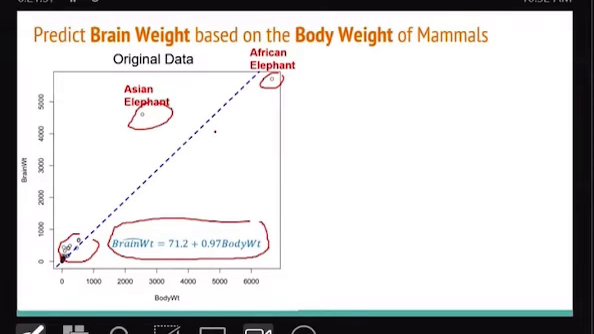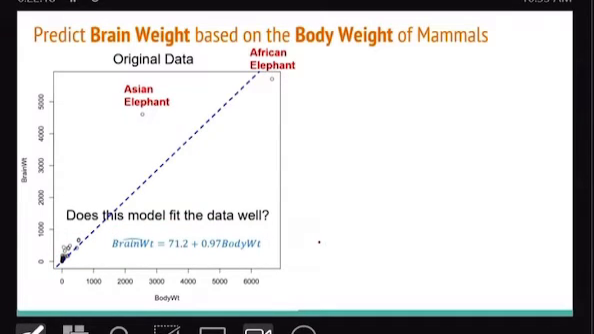Somebody can argue it out: maybe we should remove the two. No, you can't remove them. They are elephants. Then you need to transform your model. You need to transform your model instead of removing them. Now, I'm going to show you, and that was why it has this question here. Does this model fit the data well? It may not, because we can see some outlying observations.